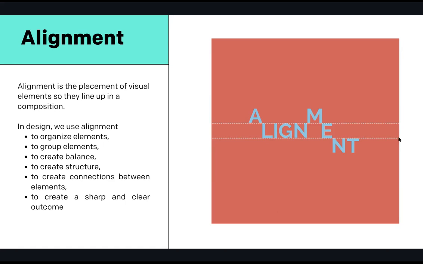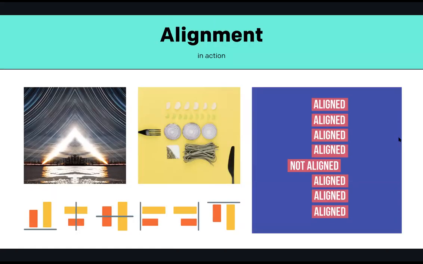So when you see that some elements are aligned together, you naturally group them together, and many times you use alignment to create a sharp and clear outcome, because when they are aligned, it's visually easier for the eyes of the viewer to follow. Now, this is what alignment looks like. Look at this. Aligned, aligned. You can see the straight alignment.